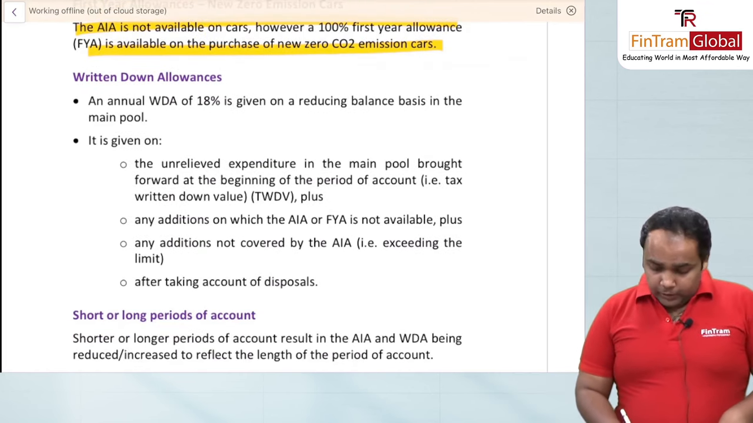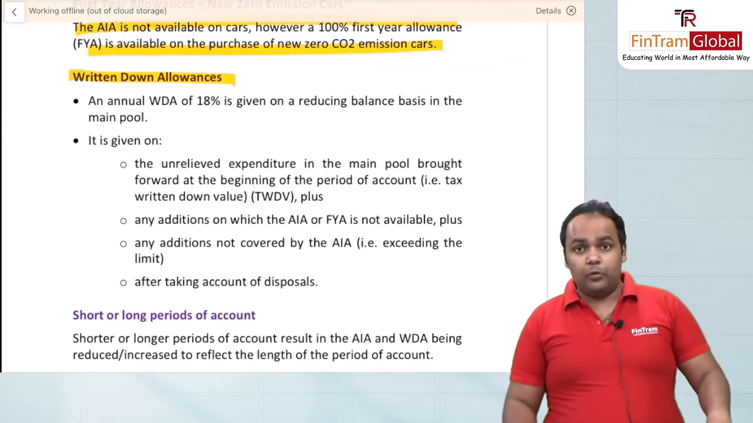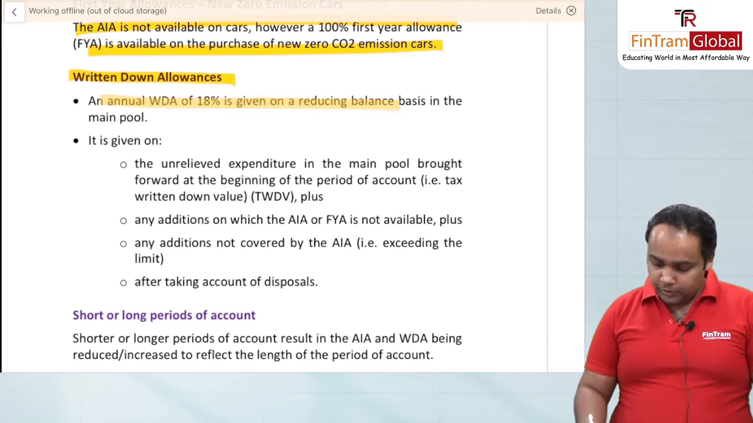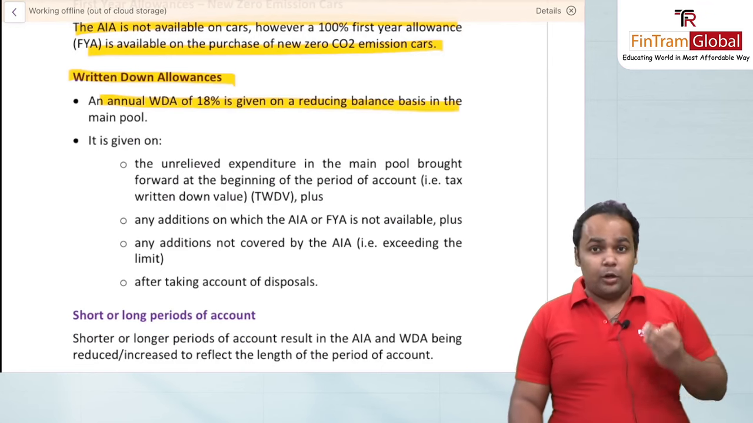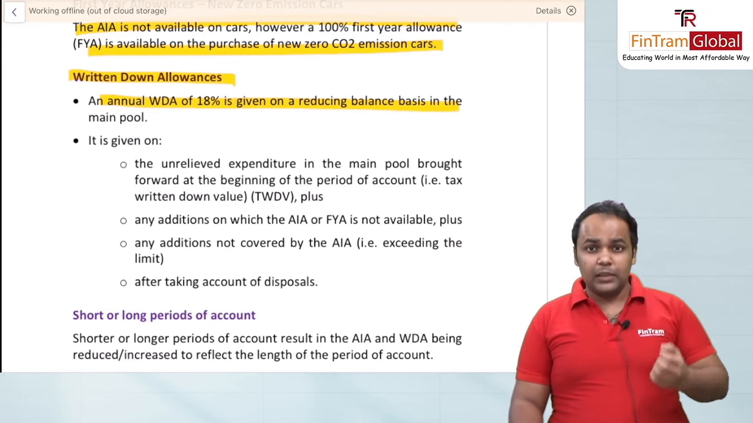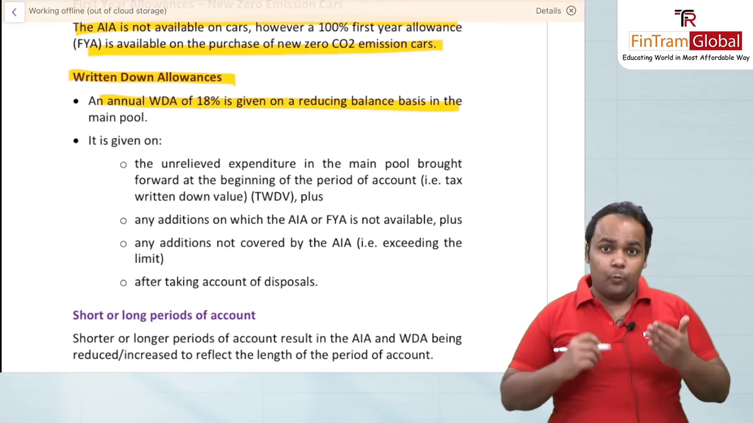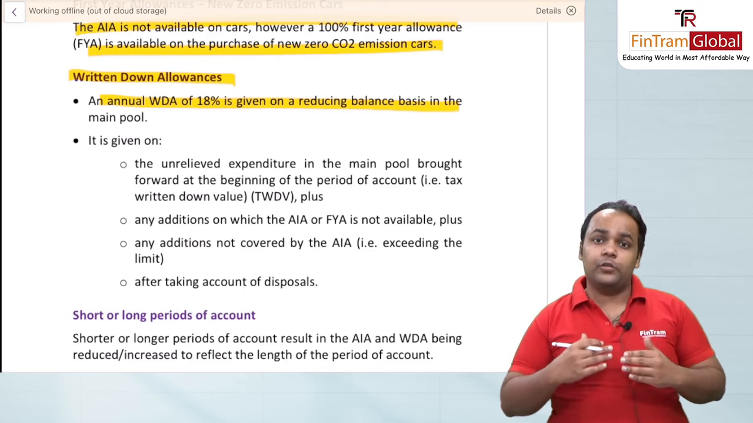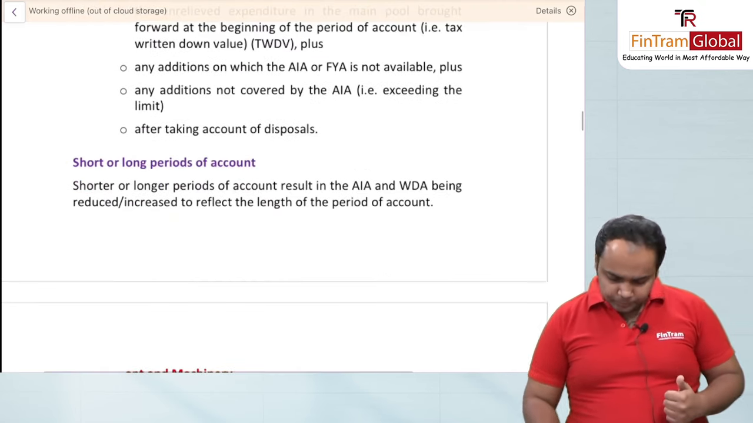And coming to written down allowances, guys, the balance on the main pool after everything is given an 18% allowance on a reducing balance basis. Again, we did a lot of examples on that. Go back to the session to understand the details of how it operates. It's very important that you understand when to apply the 18% written down allowance on the balance, right?